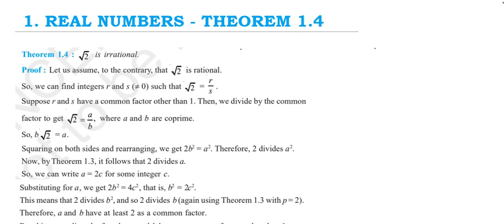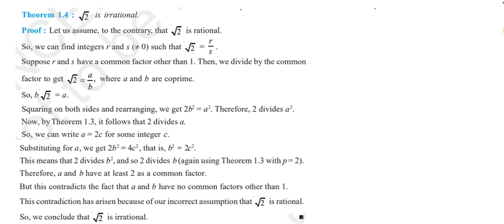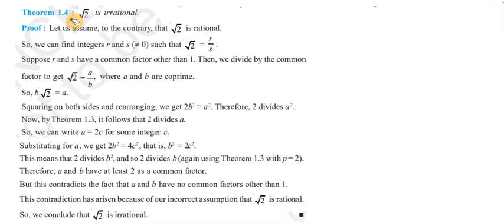Hello students, in this video we are discussing CBSE Class 10 Maths NCERT textbook first chapter, that is Real Numbers, theorem 1.4. Already in the previous videos I have discussed theorem 1.3. Now we are going to learn theorem 1.4. So what does theorem 1.4 talk about? Theorem 1.4 is a very simple theorem which says root 2 is irrational.